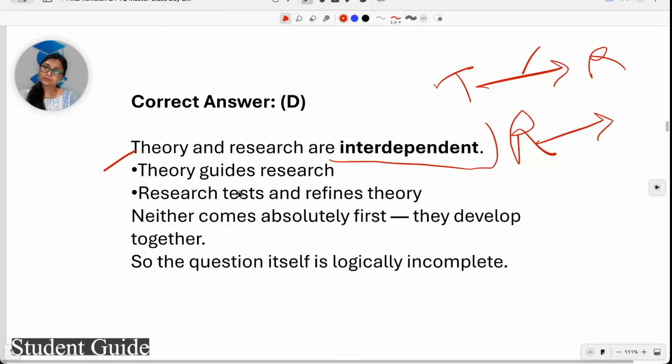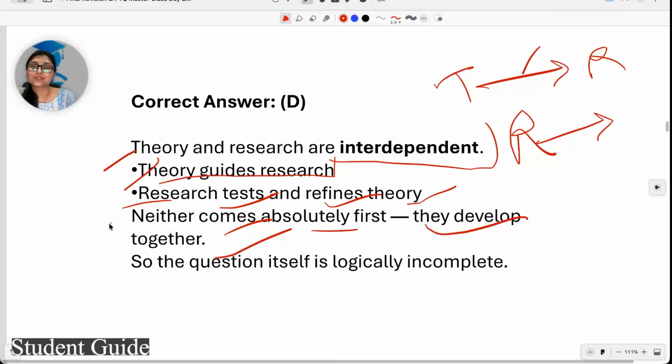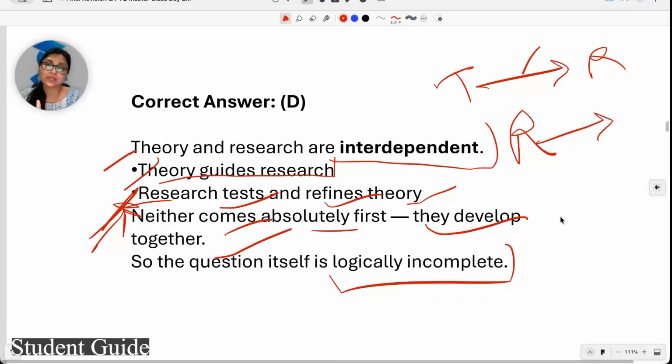Again, you need to know that theory guides research, that is true. Research tests and refines theory, which is also true. Neither comes absolutely first, they develop together. So you need to remember this one. They actually develop together, and so the given question is actually incomplete. That's why in this type of question you need to be very careful.